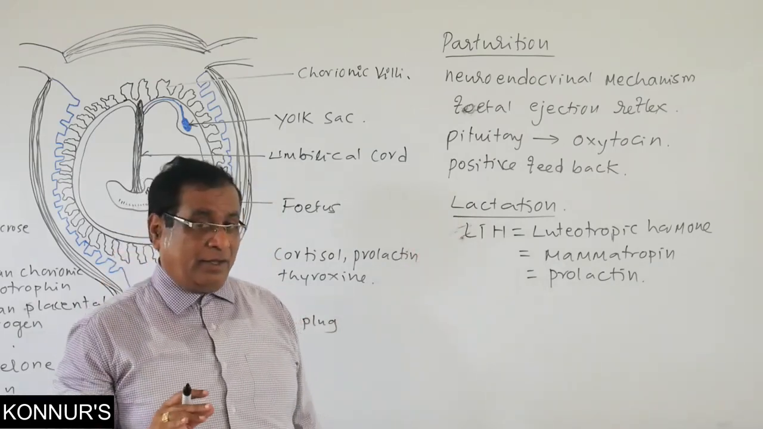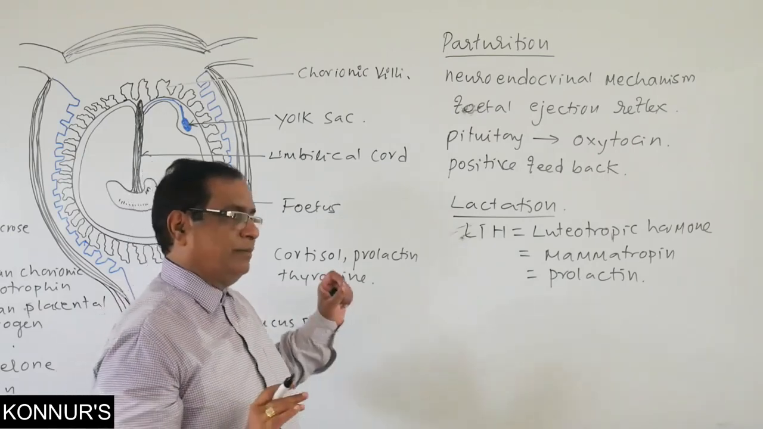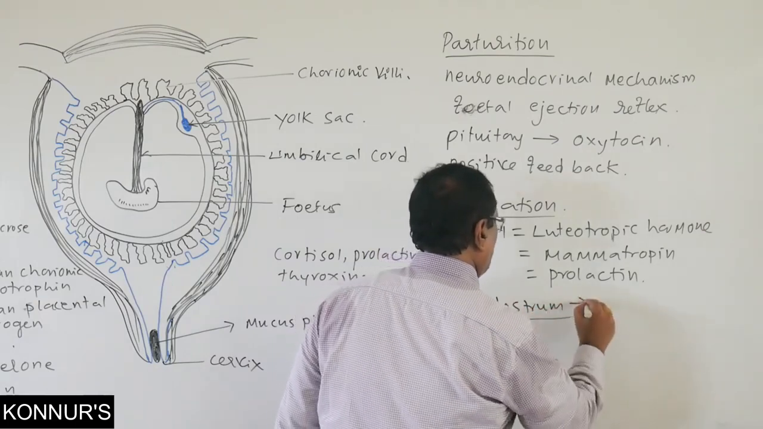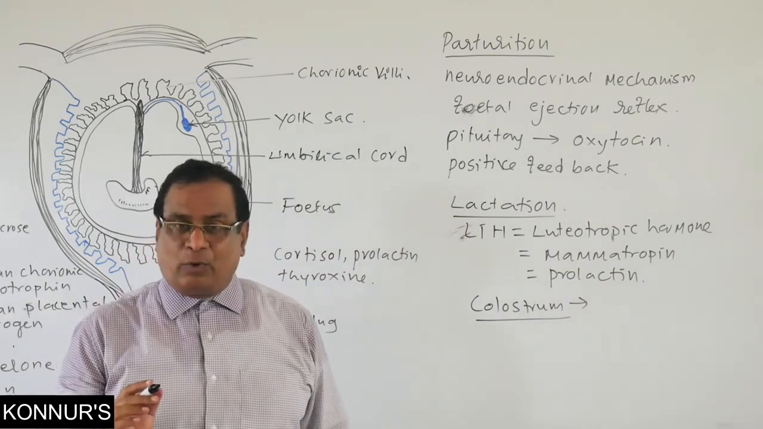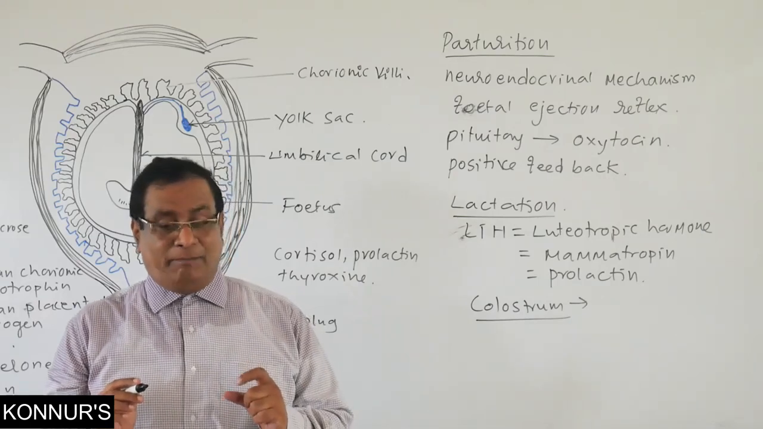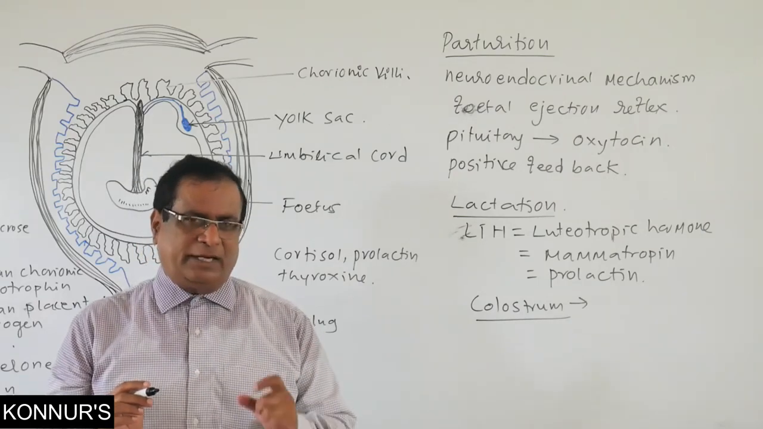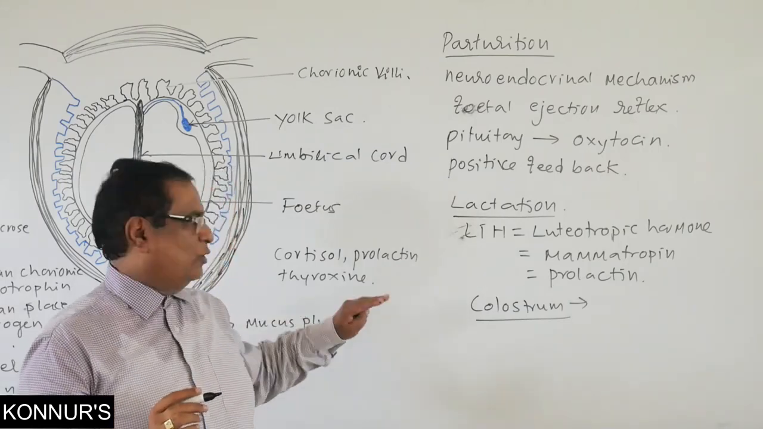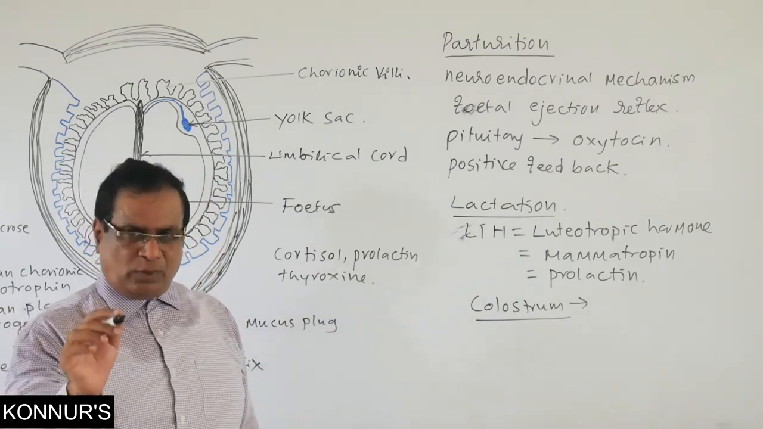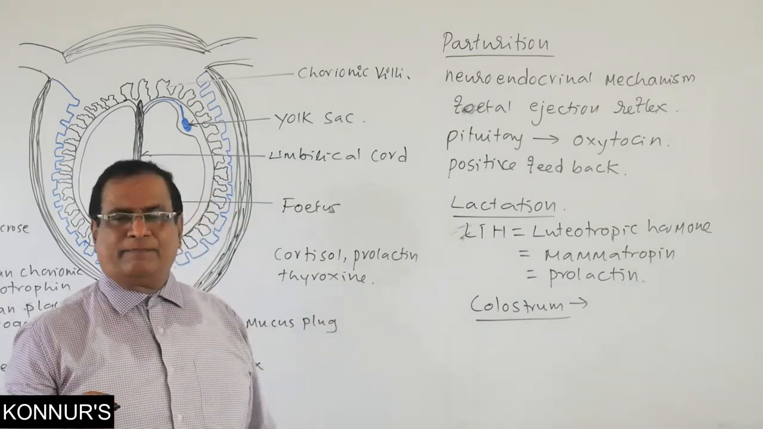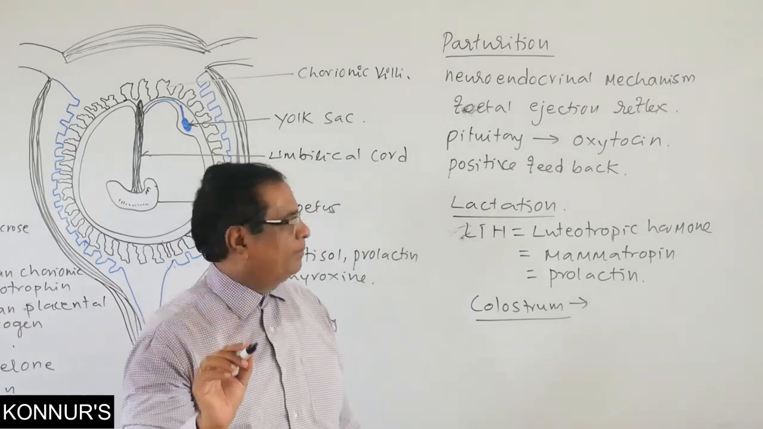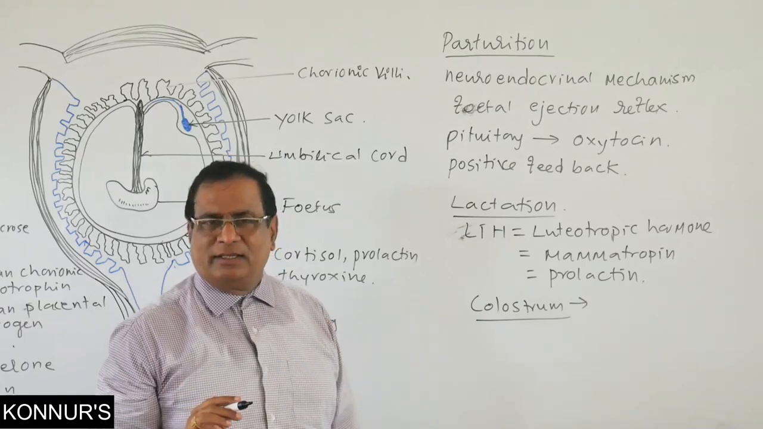And in the starting few days, that milk is said to be colostrum. This is rich with antibodies. That's why breastfeeding is a must, minimum 6 months for the baby. It is very necessary because of the colostrum in the starting few days, because the baby is very delicate, and this milk protects the baby as well. And here LTH is responsible only for the production of milk by the mammary glands.